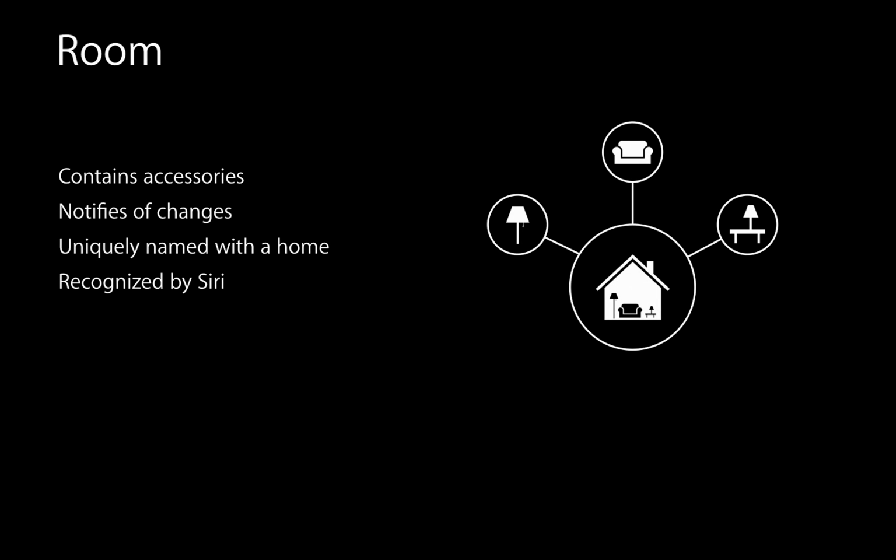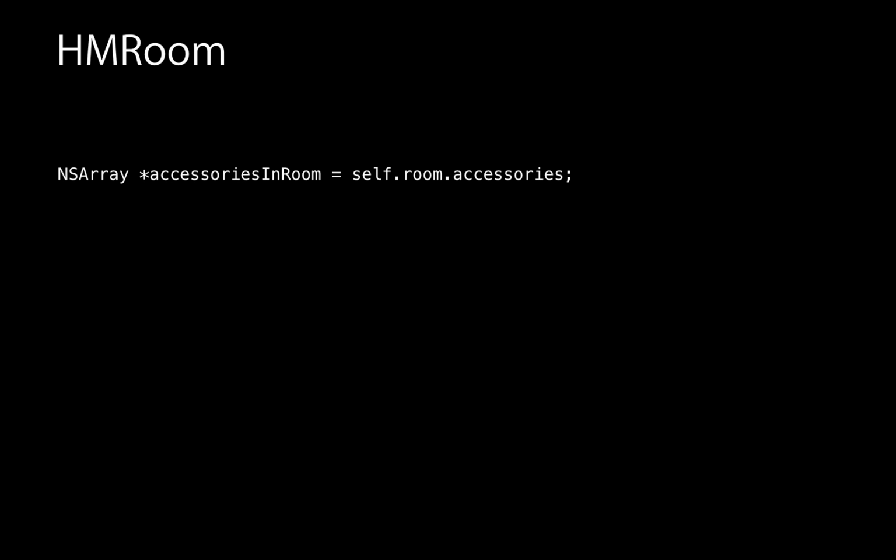So moving on to rooms, rooms contain accessories. A room, again, will notify you of changes, and rooms must be uniquely named within a home. So a home creates its own namespace. Everything within a home must have a unique name. Names of rooms are recognized by Siri, so that users can also interact with them to make some nice natural interactions with their accessories. Rooms are represented by the HMRoom class, and they have an array of the accessories that are in that room.